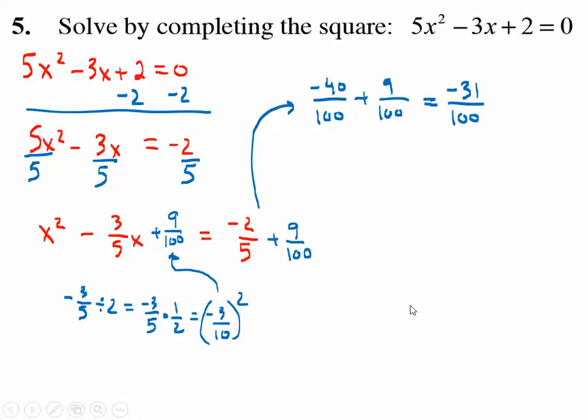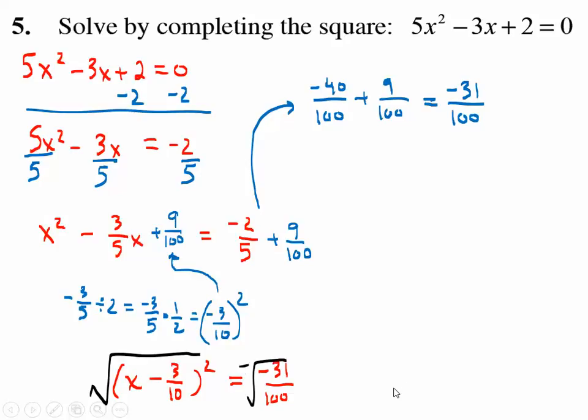Okay, got that one. So now let's put it all together. So on the bottom here, the perfect binomial that was squared would be x minus 3/10. Is that right? There's my binomial that was supposed to be squared to form this perfect trinomial. On the right hand side, I got myself my negative 31 over a 100. Again, this is the complicated one. If you're still keeping up with everything here, then we're still good.